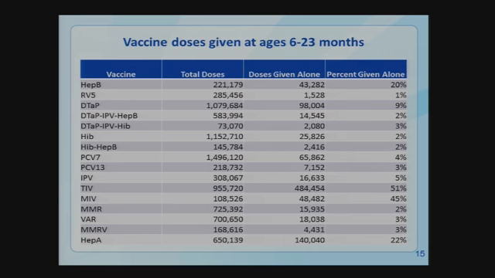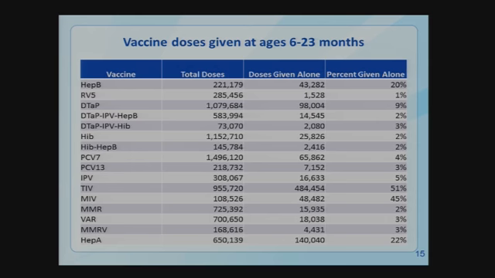Now when we look at how vaccines are given to children in this age group in the VSD, you can see in the first column all the different vaccines listed. In the second column, the total doses given within the VSD during this time period. In the third column, the number of doses that were actually given alone, that is to say, given on a day in which no other vaccine was received at the same time. In the fourth column, we see the percent given alone is, as expected for most vaccines, very low because vaccines are often given at the same time as each other.